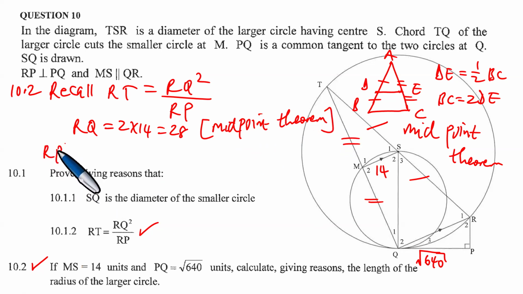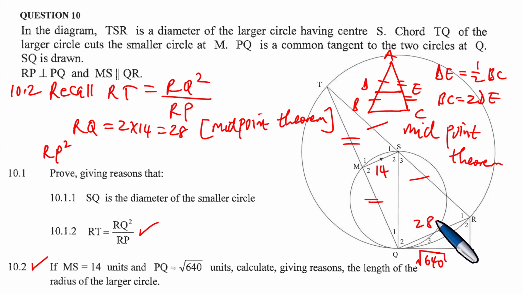So that we have RP squared. This one you already know is 28, and this one you already know is 640. So we can use Pythagoras here, because it's a triangle now. We already have these here. We can use Pythagoras to find RP squared.